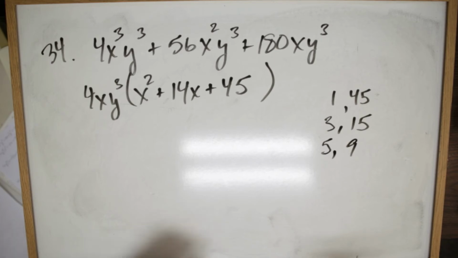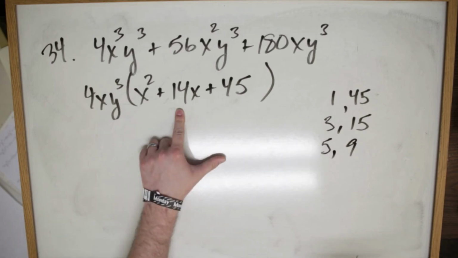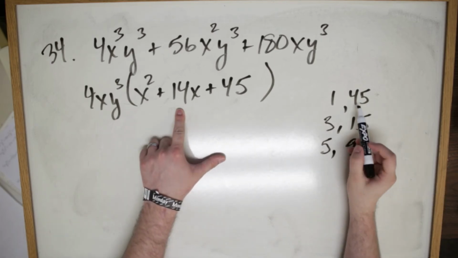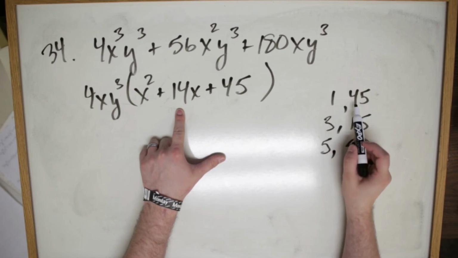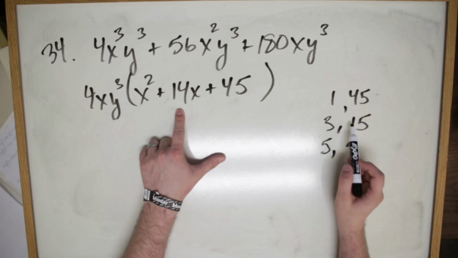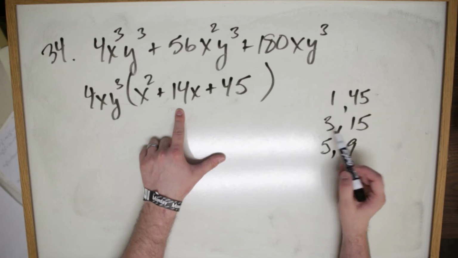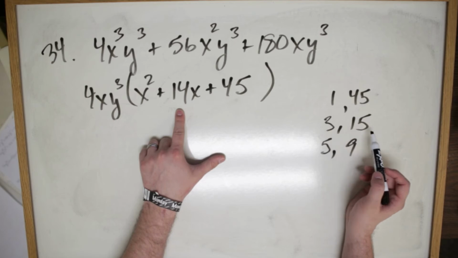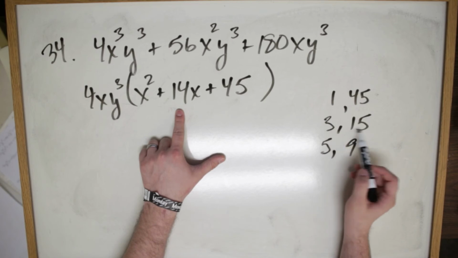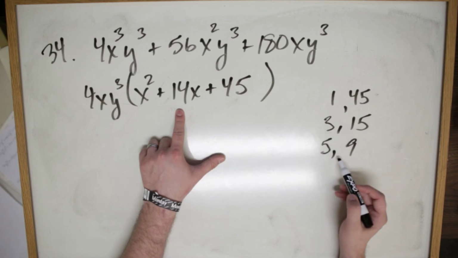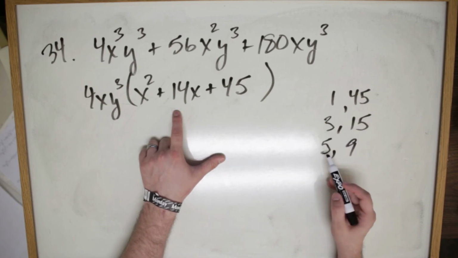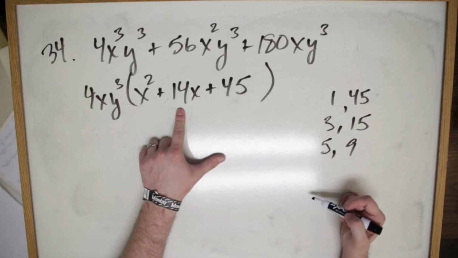Now, I'm trying to get 14. So I can't do any kind of combination here. That's definitely not going to equal 14 if I add or subtract any combination of 15 and 3. I can get an 18, I could get a 12, but I can't get a 14. There's just no way. Here I can. If I add 9 and 5, I'll get 14, and that is exactly what I want.